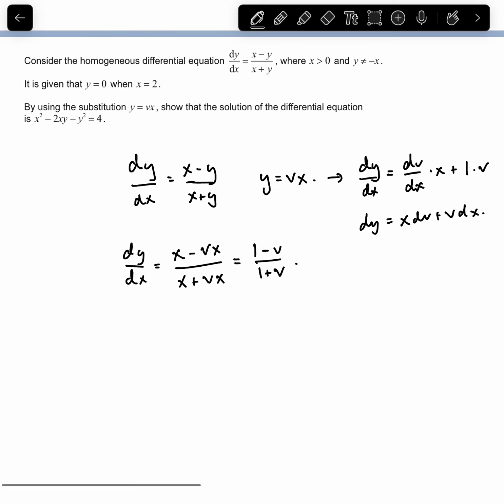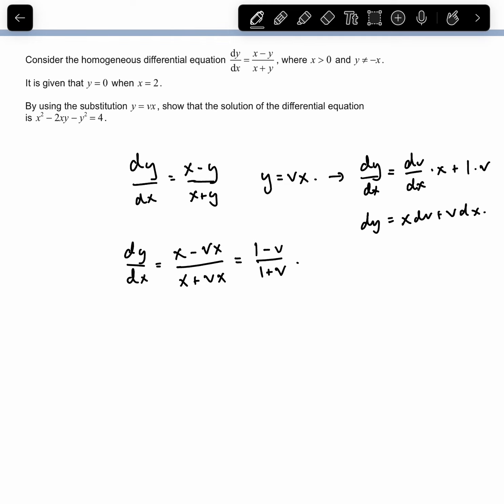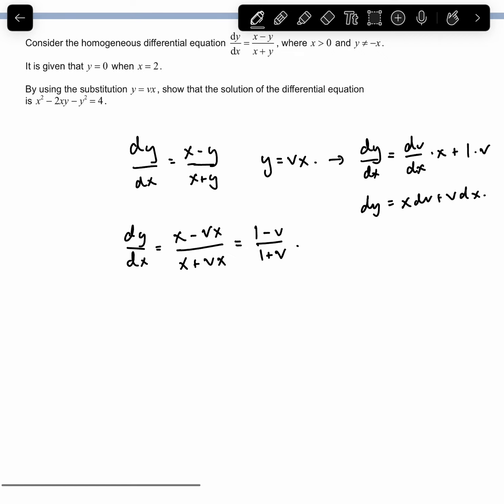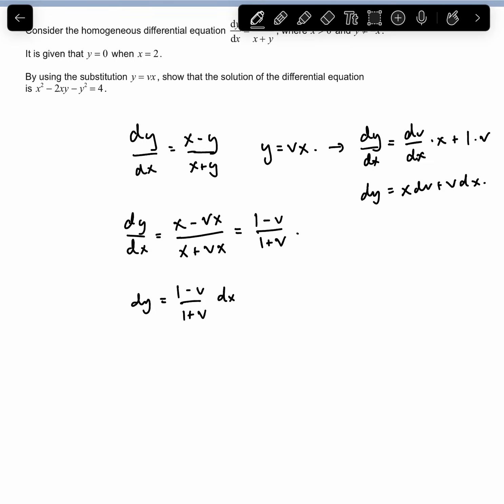I hope everyone's with me now. Finally, we can do our separation of variables. So dy/dx is equal to 1 minus v over 1 plus v, and we can rewrite this as dy equals (1 minus v over 1 plus v) dx. Now, we have our dy, we can just plug that in here: x dv plus v dx equals (1 minus v over 1 plus v) dx.